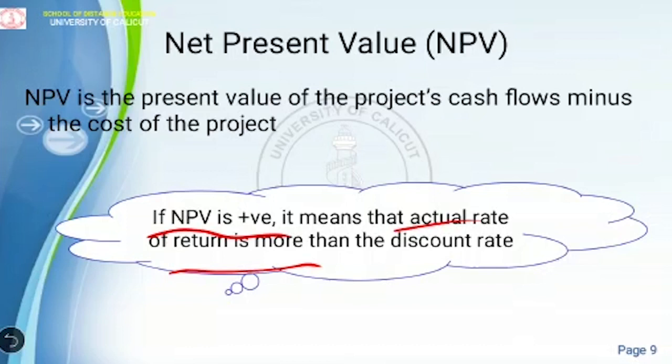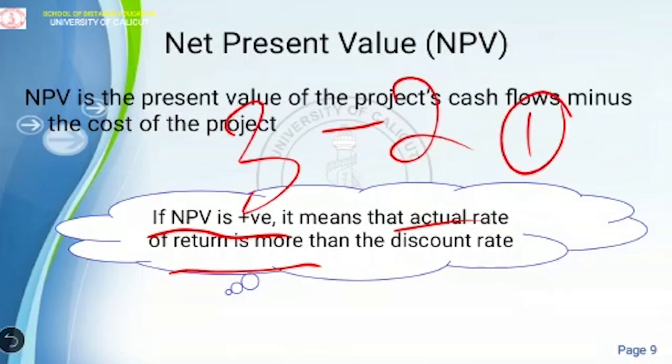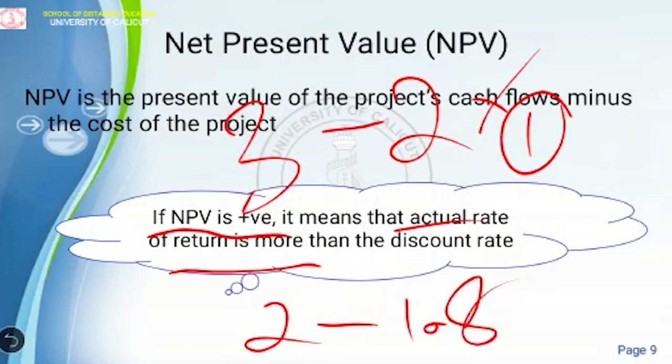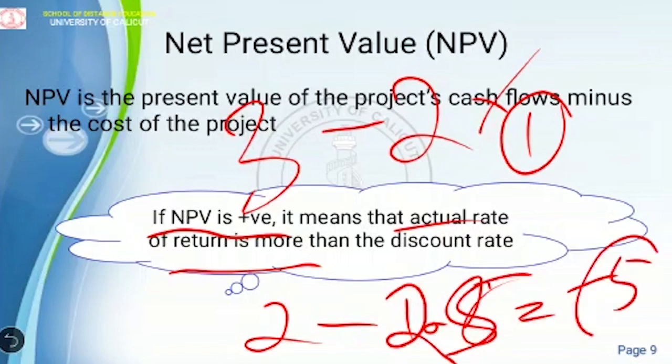That means your total cash inflow is 3 lakh and your total investment is 2 lakh. That means 1 lakh is the profit, or 1 lakh is a positive figure. Suppose you have invested 2 lakh and your investment return is 1.8 lakh. Or you invest 2 lakh and your return is 2.5 lakh. That means minus 50,000 is the answer.